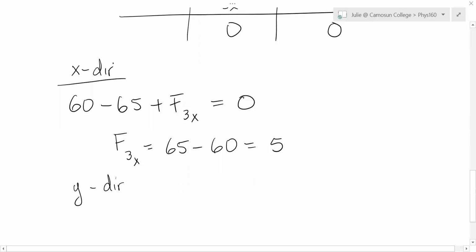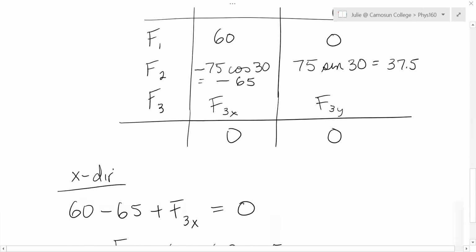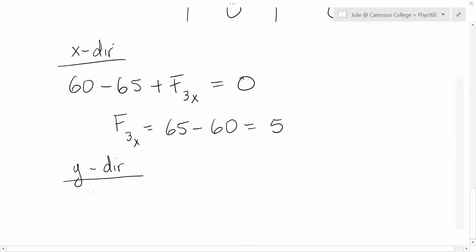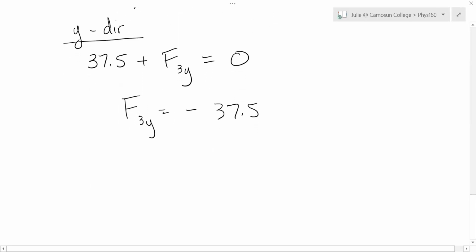So the Y direction, we've got 0, 37.5 plus F3Y. So 37.5 plus F3Y has to be 0. So F3Y is negative 37.5. Okay, so once again, it wants the magnitude and direction this time.